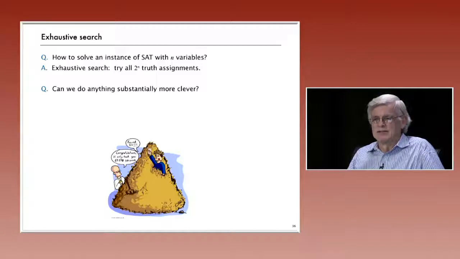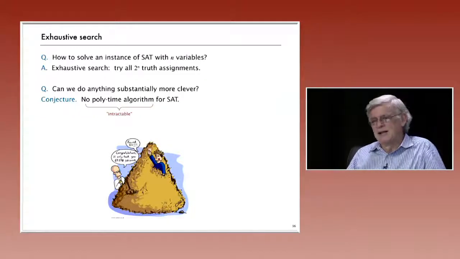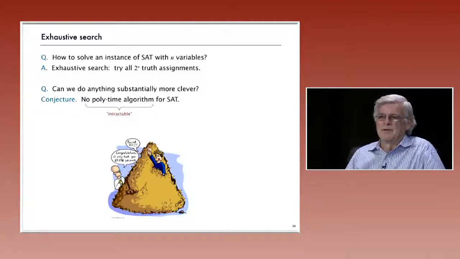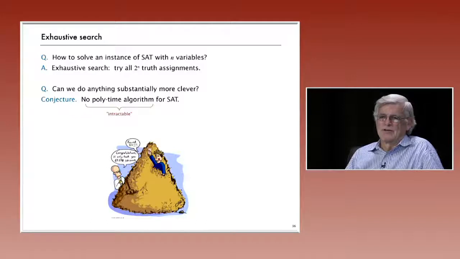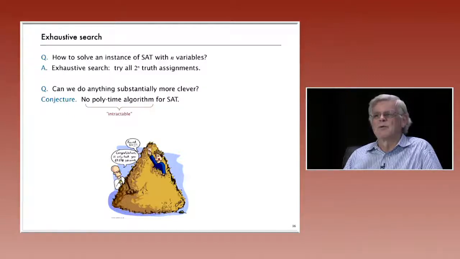But the big question is, can we do anything that's really substantially more clever than the brute force algorithm for SAT? That is, an algorithm that beats brute force in the worst case. That's a pretty stringent definition of substantially, but that's the one that we're talking about. Can we get less than exponential worst case performance? And some people have worked on this for long enough now that most people agree that there's no polynomial time algorithm for SAT.